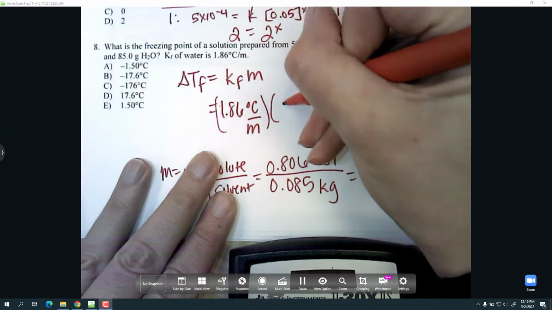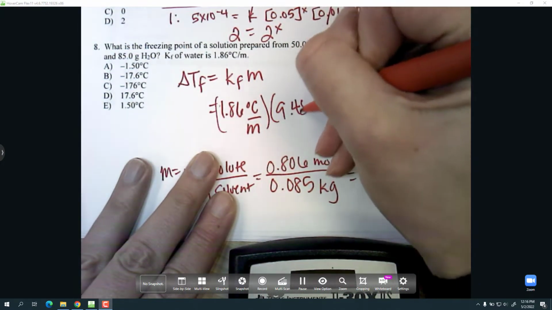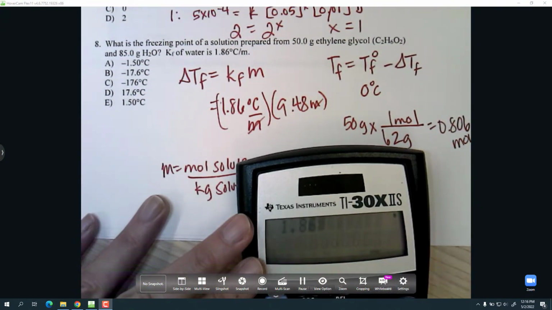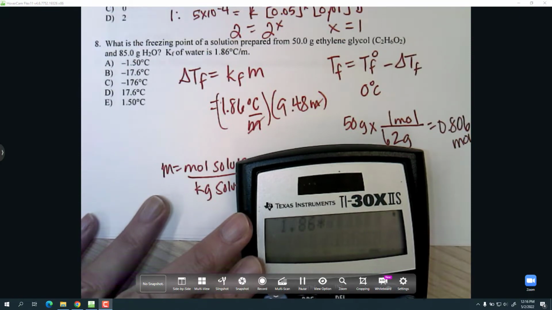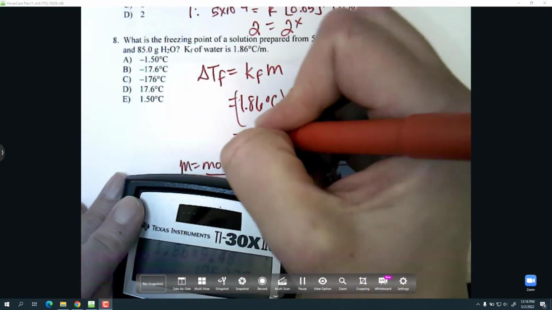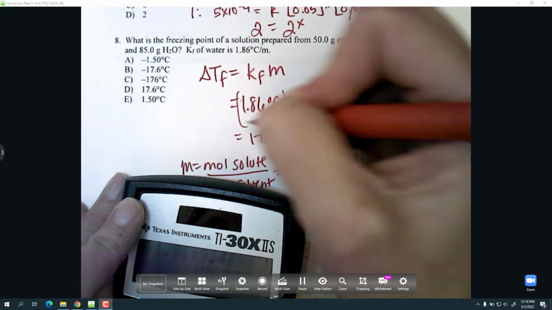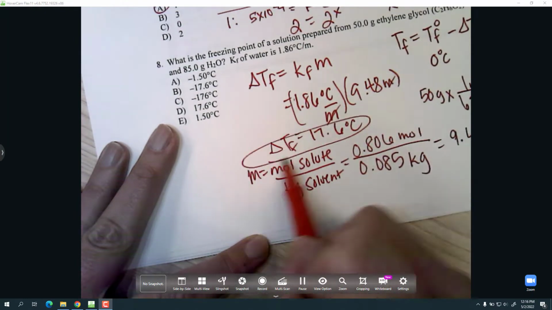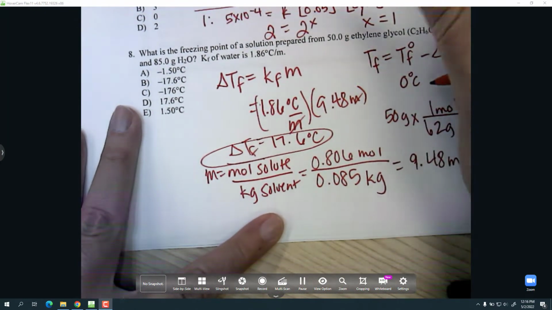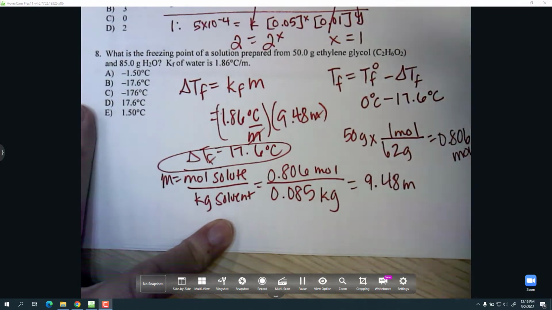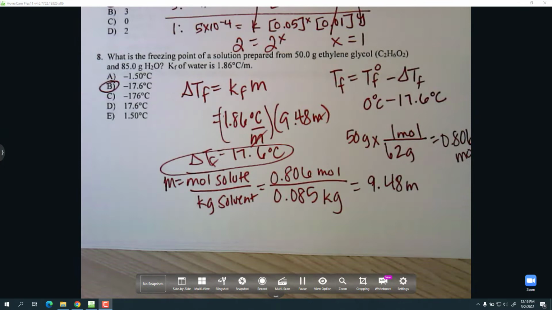I'm going to plug that in up here. My molalities will cancel. All right, so that's my change in freezing point. Remember, I need to subtract that from 0. So it's going to be negative 17.6.